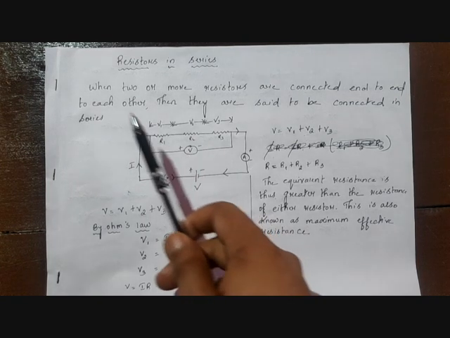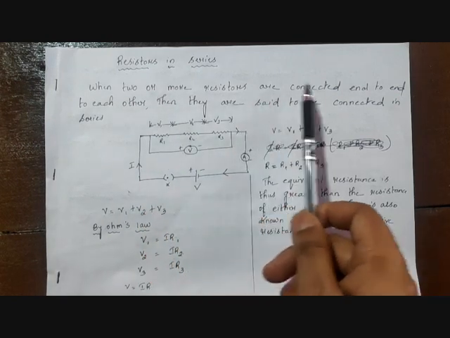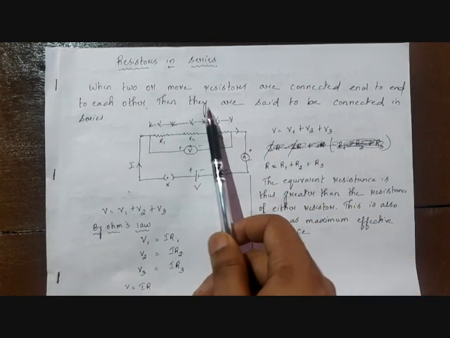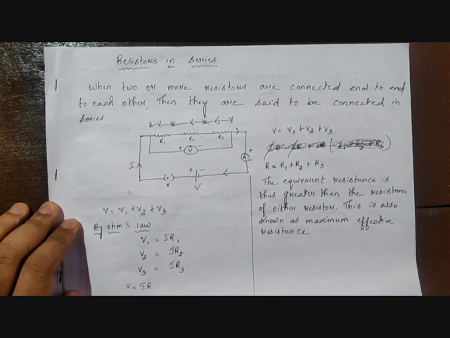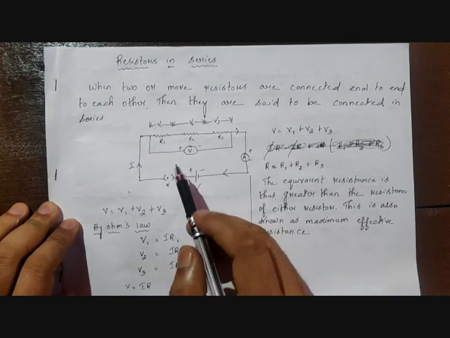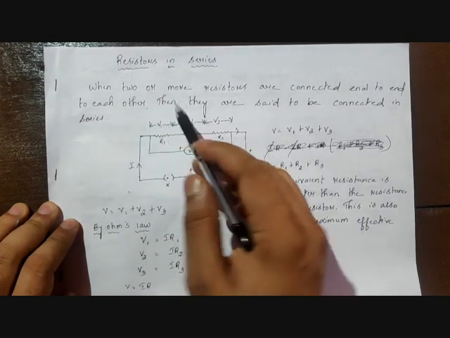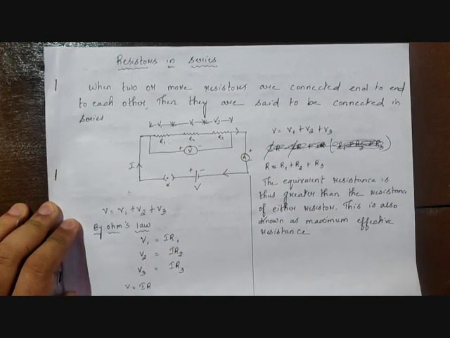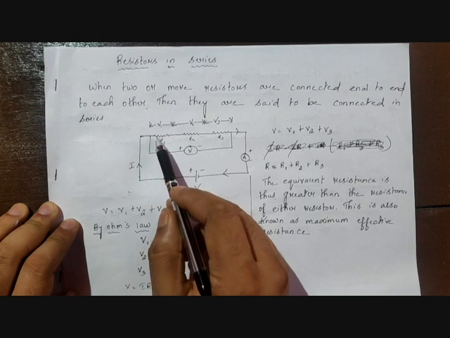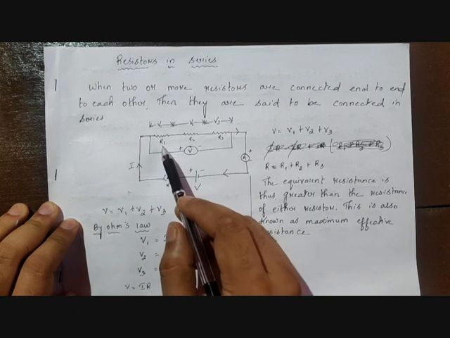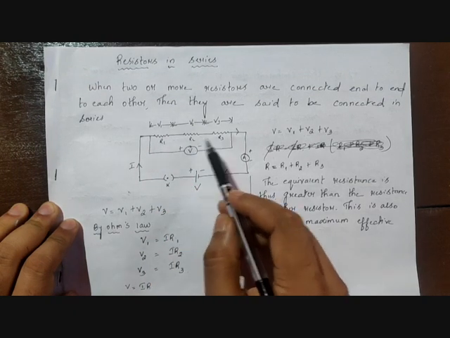Now what's given, see, when two or more resistors are connected end to end to each other, they are said to be connected in series. I hope you can see the figure. I'll explain the figure first. It says when two or more resistors, it can be three resistors, four resistors, or five resistors. So this is the symbol of resistance. First resistor, second resistor, third resistor.